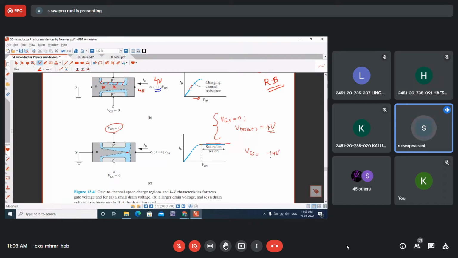Now, suppose I have given minus 1 volt. Then what will be the drain VDS required for pinch off to occur? I repeat the question. When VGS equal to 0, the pinch off has occurred at VDS 4 volts. Now I have given initially minus 1 volt on VGS. How much voltage is required at VDS for this situation to occur? Is this voltage greater than 4 volts or less than 4 volts?